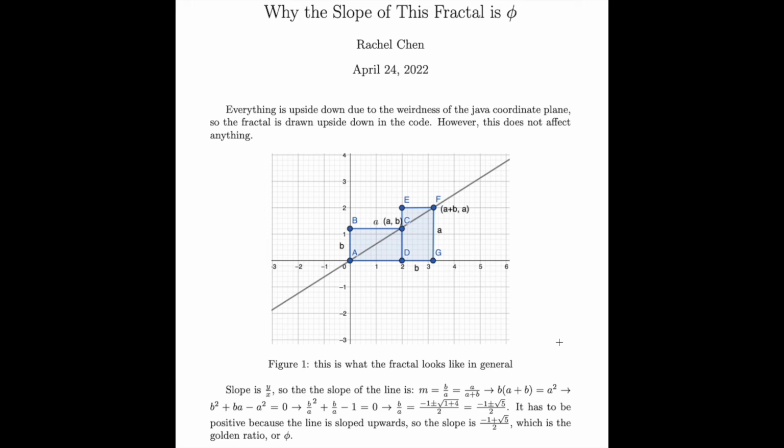And using the quadratic formula, b over a equals negative 1 plus or minus the square root of 1 plus 4, over 2, which equals negative 1 plus or minus root 5 over 2. It has to be positive because the line is sloped upwards, so the slope of my fractal is negative 1 plus root 5 over 2, which is the golden ratio.